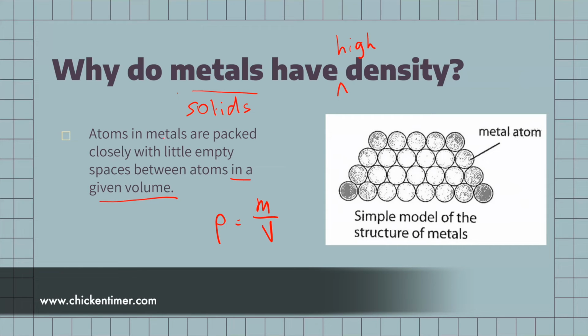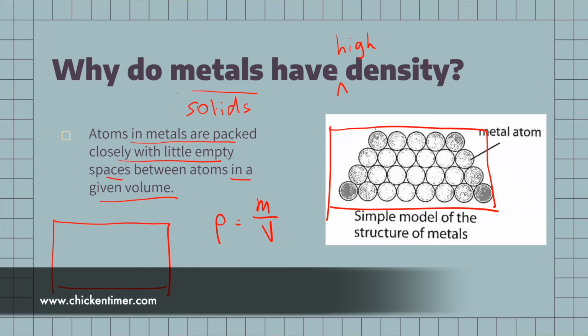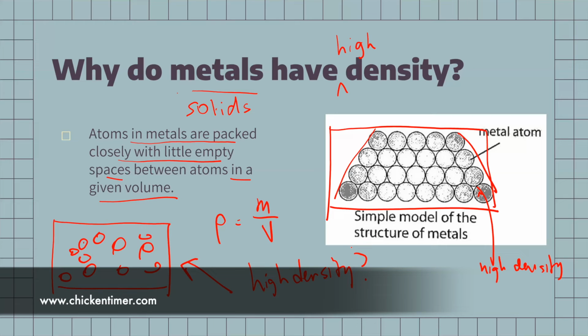Visually, if it's high density, then the atoms are packed very closely without empty space. So this is your metal: you see there is hardly any space in between, and the volume is probably just here. All the spaces are used up, so this is considered high density. Now I draw something here. Does this represent high density? No. Why? Because the molecules are not closely packed.